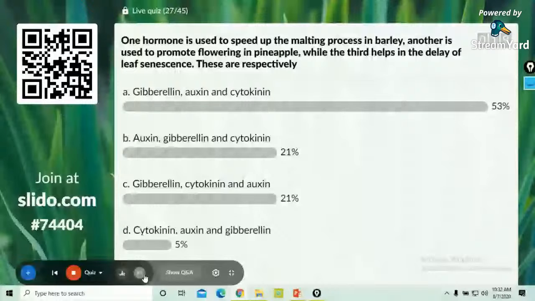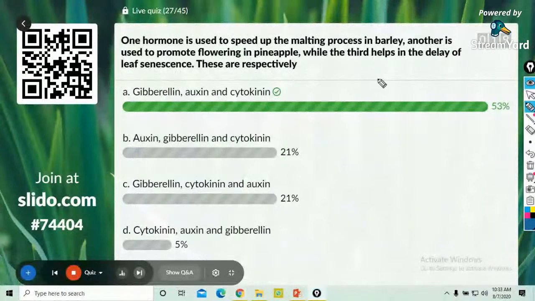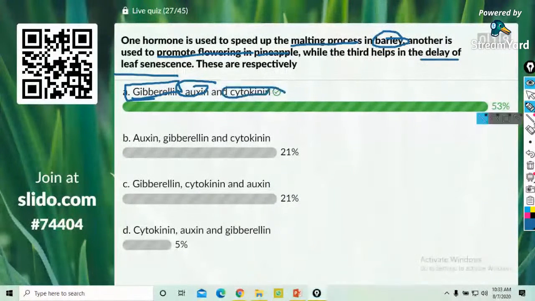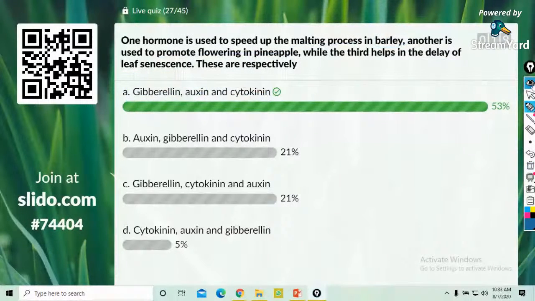53% of you have voted for the correct answer for the question. So the process of malting in barley is brought about by the phytohormone called gibberellin, promotion of flowering in pineapple is induced by auxin, and delay of leaf senescence is done by the hormone cytokinin. Okay.